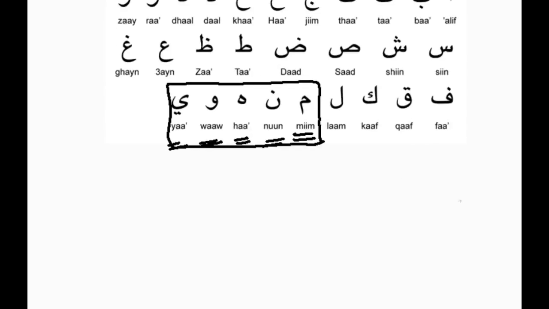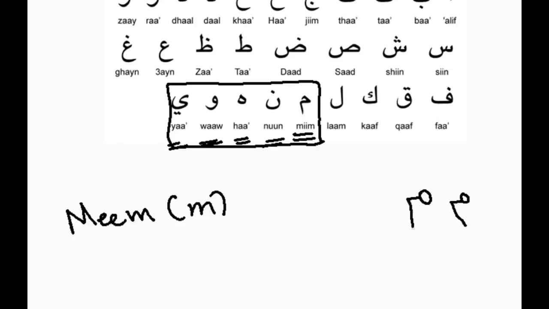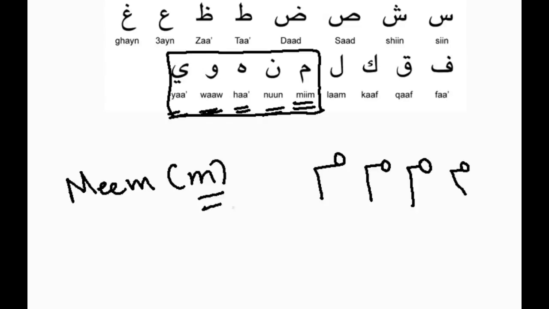Now first we start with meme. That's the name, meme, and it's pronounced in the word as M. And how to write it: a small circle, a line coming from it, and then a right corner. Or like this, coming from underneath the circle and a right corner. Meme, it's the equivalent of M.